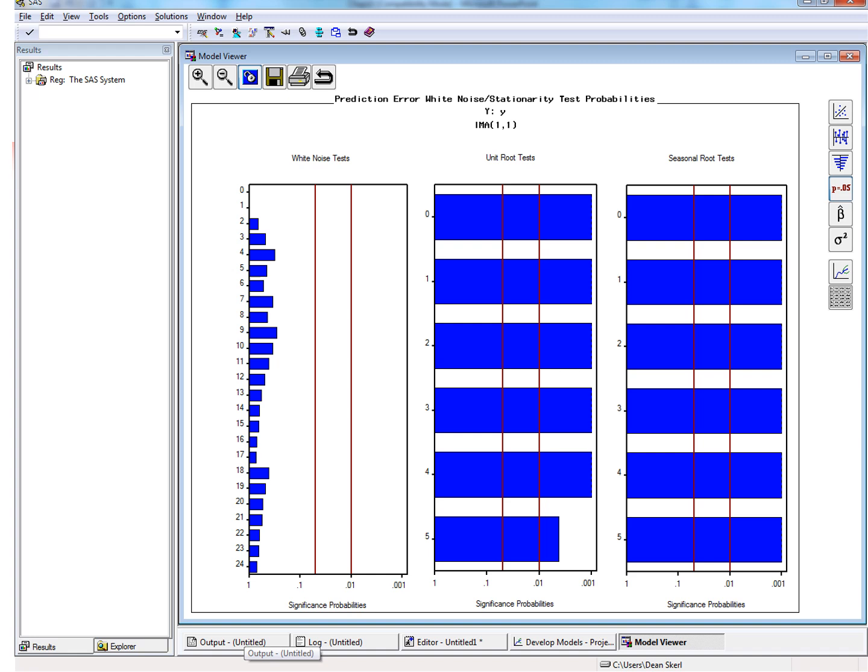Now, SAS has red lines. It has a red line we could see at 0.01. It has a red line at 0.05. So I could see that all these bars, in this case, the small bars are indicative of a large p-value. So all of these bars are well above 0.05, which is good, because that means we failed to reject the null hypothesis, and our null hypothesis was our model was adequate.